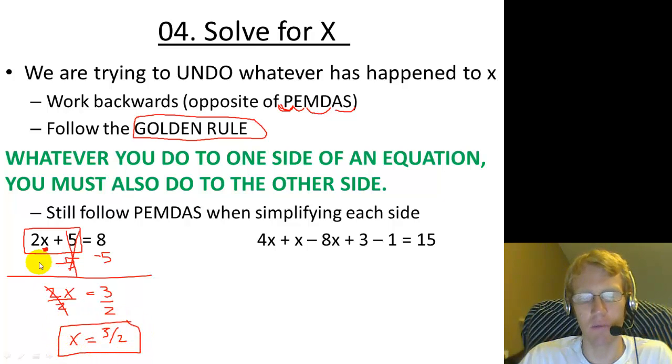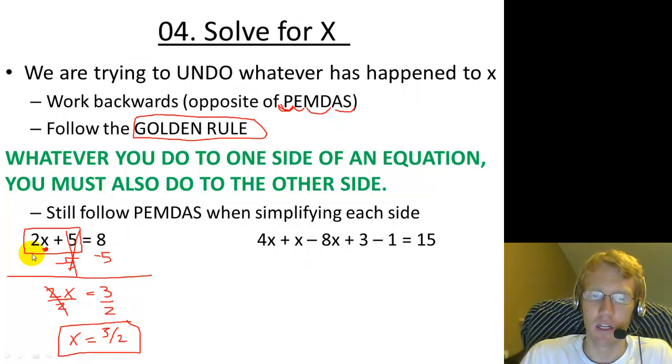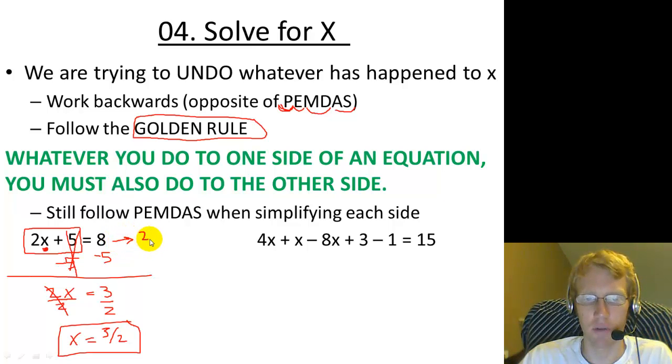So we're following PEMDAS individually on one side when we simplify, but we're following the golden rule: whatever we do on one side, we have to do on the other side. Overall, we're working backwards, the opposite of PEMDAS. Let me show the same problem again. 2x plus 5 equals 8.